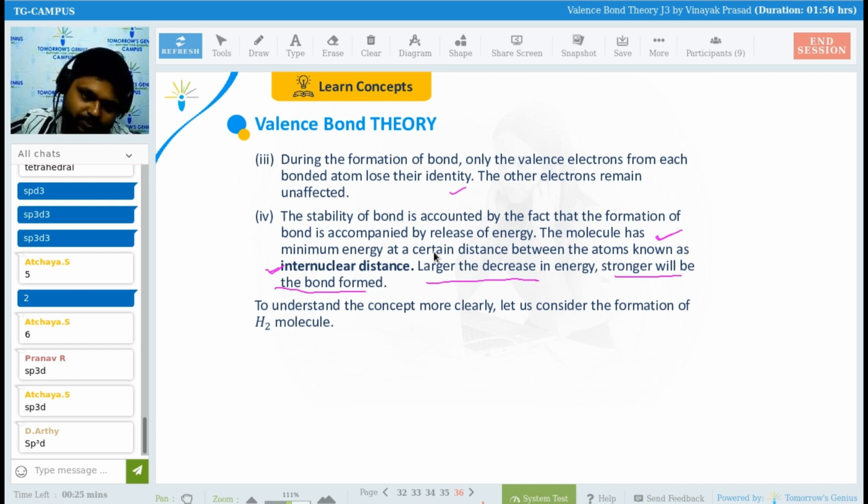So what I want to say is that once the bond is formed, the energy will be decreased. Getting my point? Before bonding it has higher energy, but after the bond is formed, the energy decreases. So what has been said here is, the larger the decrease in energy, the stronger the bond formed.